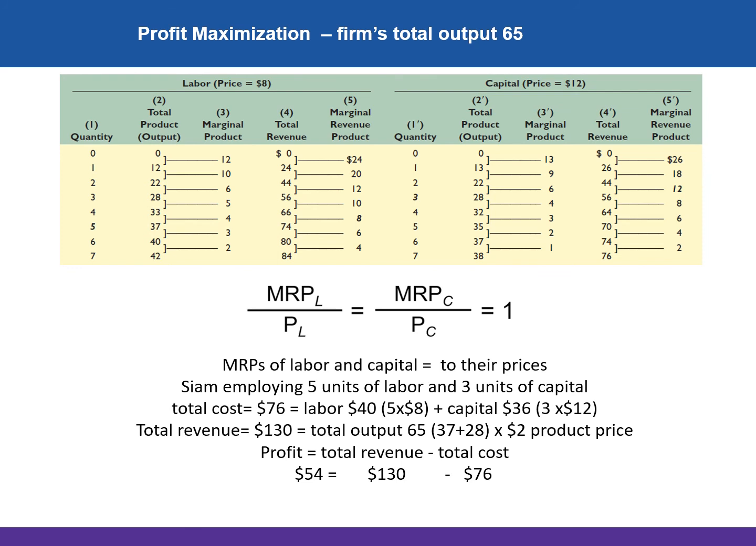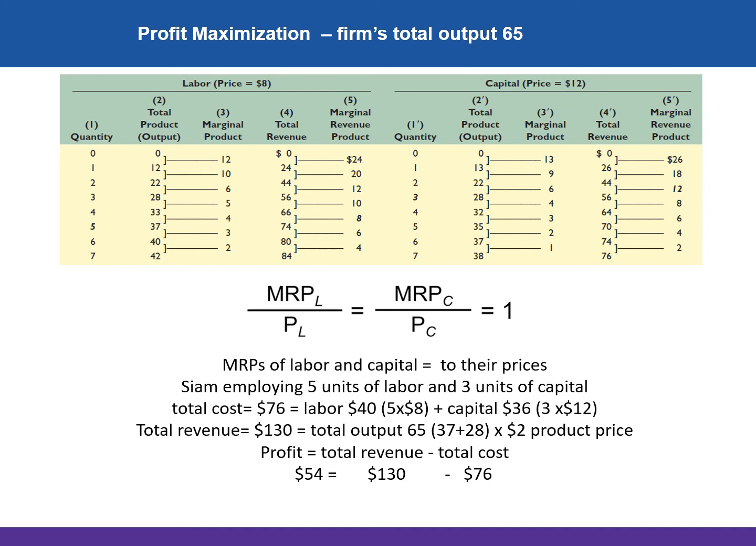If we use the same logic and say, okay, what about the second worker? Well, the marginal revenue product of the second worker is $20. Yeah, that makes sense. We're paying $8 for the labor, and that second worker is contributing $20 to marginal revenue, right? So the marginal revenue product of the second worker is greater than the price we're paying for that worker. Same thing with the third worker, same thing with the fourth worker, right? $12 the marginal revenue product of the third worker, $10 the marginal revenue product of the fourth worker.